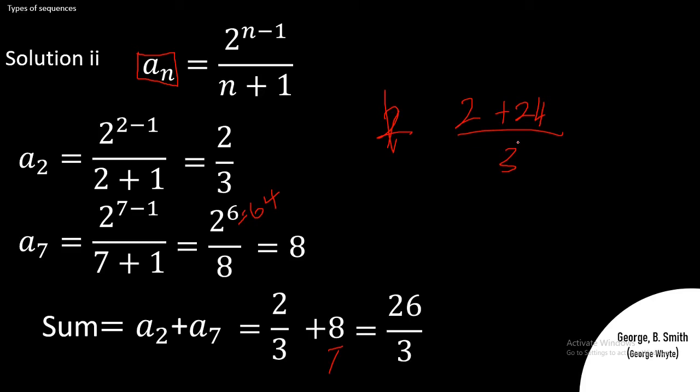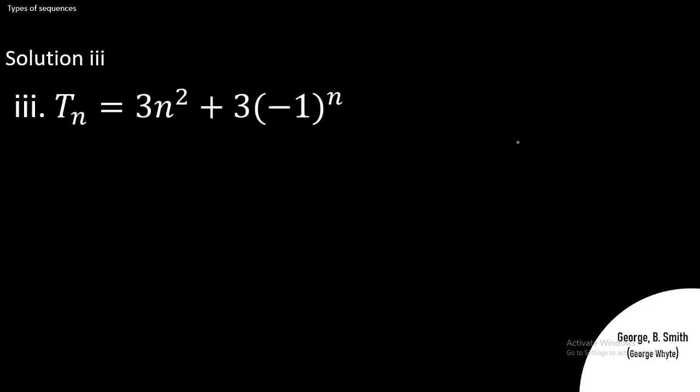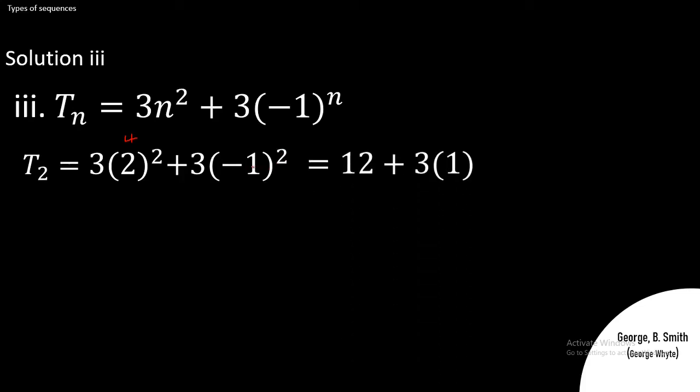The last example, we have this. This time around, we go ahead and substitute 2. When you substitute and simplify, you're going to get 4. So 4 times 3 will give us 12. Minus 1 raised to the power of 2 will give us 1, since the power is even. Whenever you raise a negative number to an even power, your result always becomes positive. So that will become 12 plus 3, and that becomes 15.